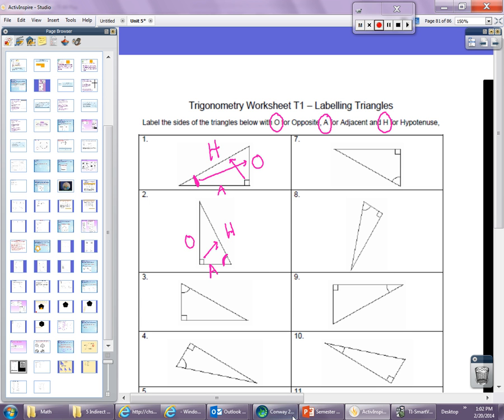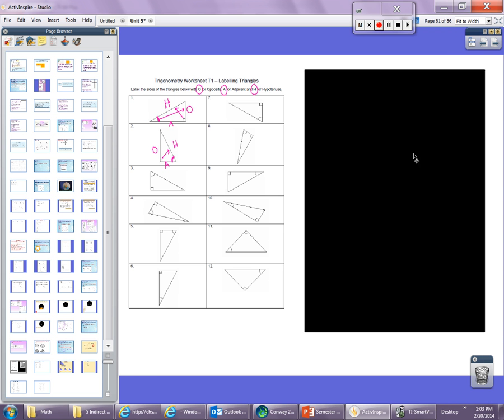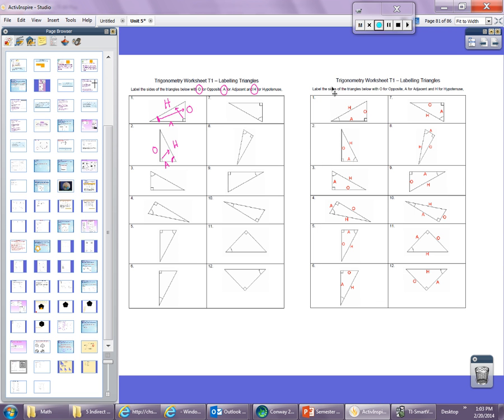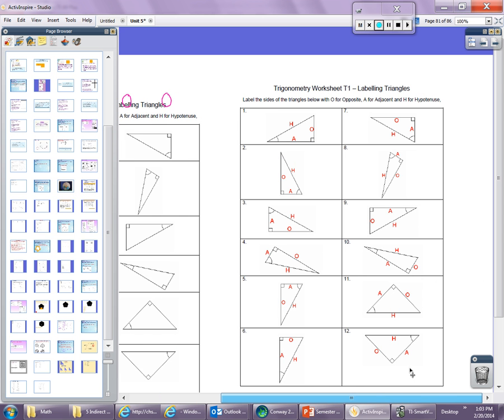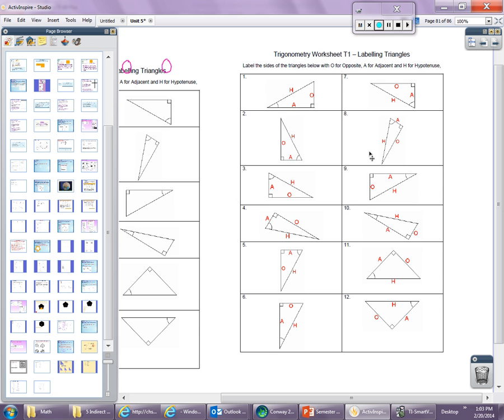Alright, so now that you've had a chance to go through these, let's see if you got them right. So here we go. Let me make this a little bit bigger for you. Okay. So number 1 we did together. Number 2 we did together. Number 3, hypotenuse. This is the opposite side, adjacent. Hypotenuse, opposite side, adjacent.